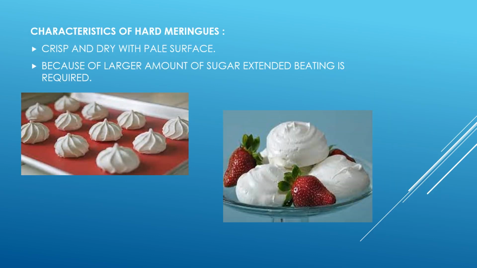In comparison to soft meringues, hard meringues are totally different. Their characteristics differ from each other. Instead of being soft and pleasing brown, hard meringues are considered ideal when they are crisp and dry with an extremely pale surface. They should cut easily because of their crispness and tenderness. If they are not dried sufficiently, they will be tough and slightly sticky to cut.